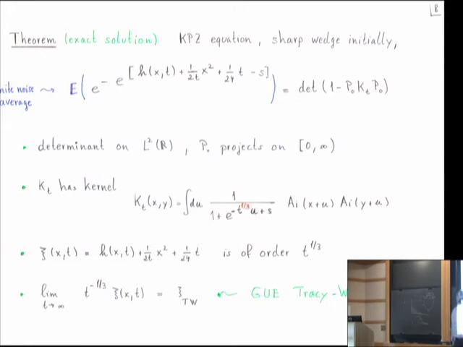This P0 projects onto the interval of 0 up to infinity, and KT has an explicitly given kernel, which actually has a rather simple structure. Namely, you see here these double Airy functions, which you also know from other parts of random matrix theory, but then it's smoothened with this particular factor.